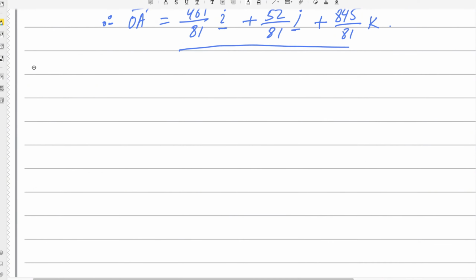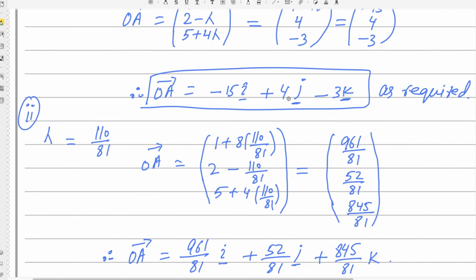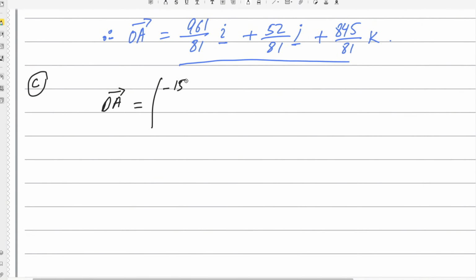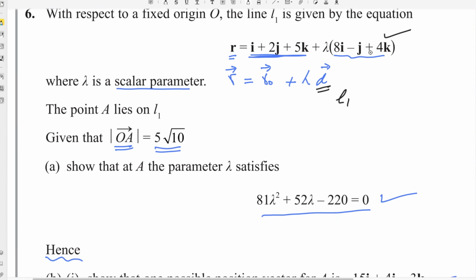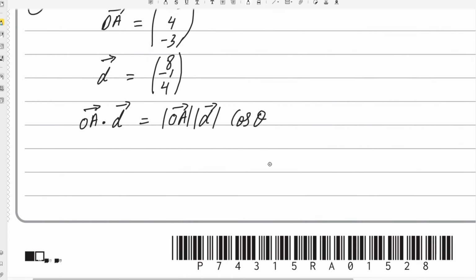For the last part, vector OA is given there, that is negative 15, 4 and negative 3. This is vector OA. And vector D is given, it is 8, minus 1 and 4. Now if you find the dot product of these two vectors, you will find the angle theta by using the dot product formula, that is OA dot D equals OA magnitude, vector D magnitude, cosine theta. This is the formula for finding the angle.